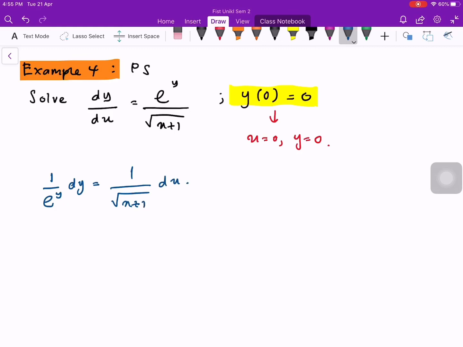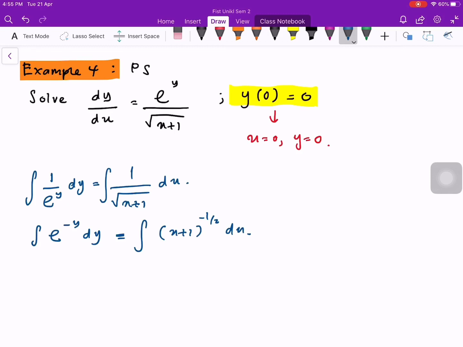Okay, and then we're going to do integrations for both sides. Before we start doing the integrations, we simplify first. Since it is in the denominator, I will convert it to a negative index. So we will have the integral of e to the power of negative y dy equals the integral of (x plus 1) to the power of negative half dx.